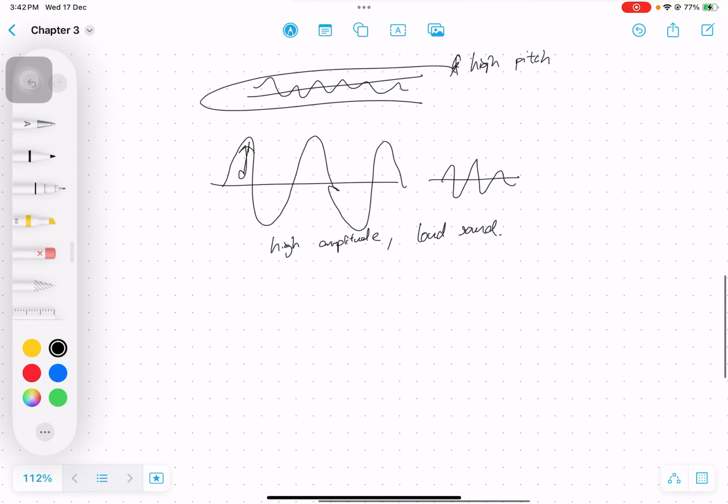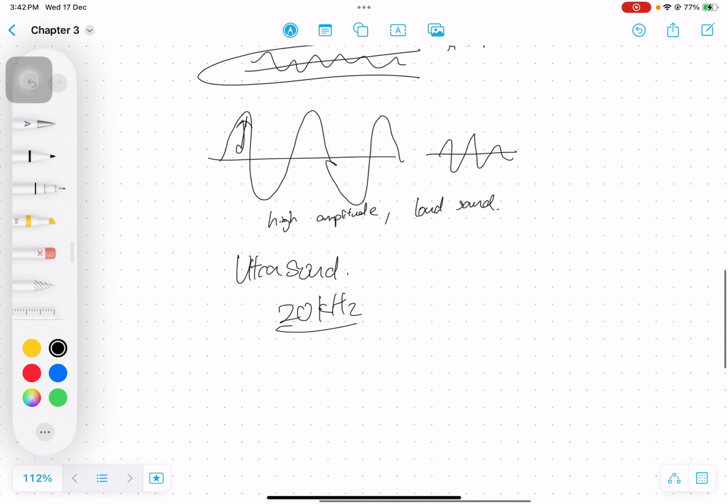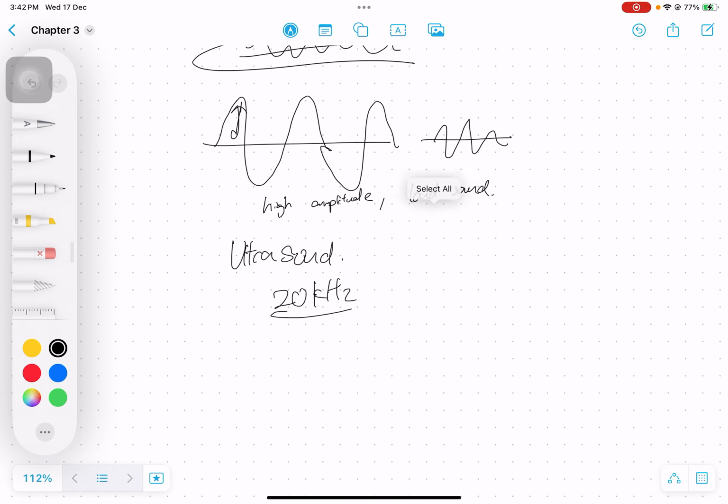And the last part is the usage. What is ultrasound? A frequency of more than 20 kHz is called ultrasound. It is used for medical imaging. And what is the difference between ultrasound and X-ray?